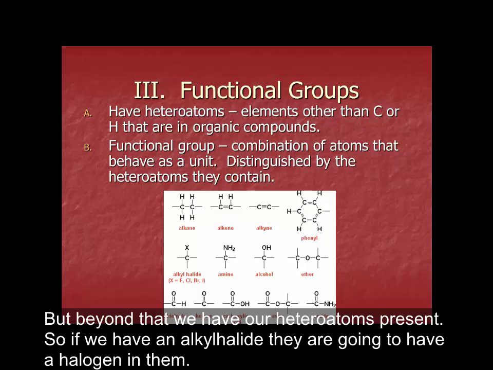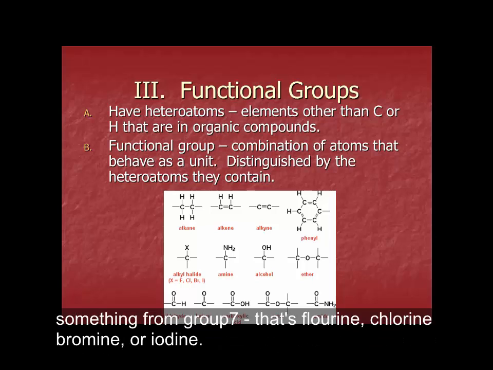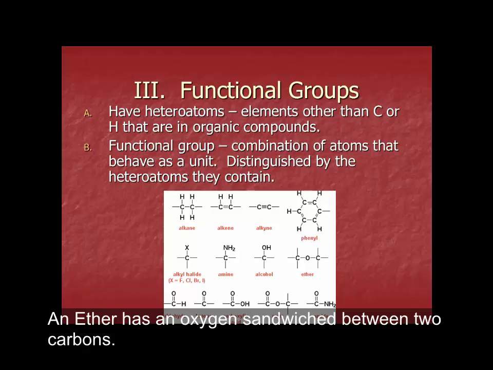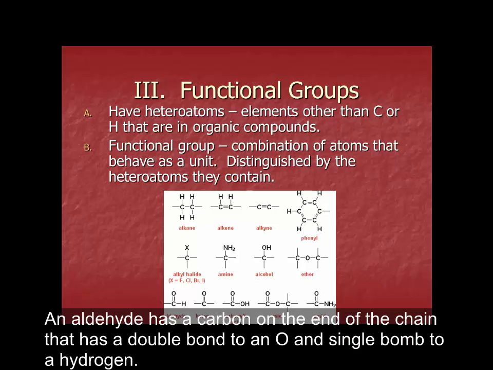If we have an alkyl halide, they're going to have a halogen in them, something from group 7. So that's fluorine, chlorine, bromine, or iodine. Amines have a nitrogen coming off of them, and alcohols have an OH coming off of them. An ether has an oxygen sandwiched between two carbons. An aldehyde has a carbon on the end of a chain that has a double bond to an O and a single bond to a hydrogen.